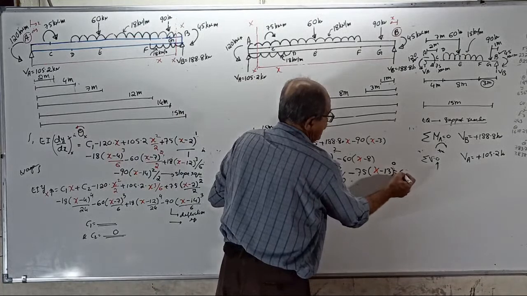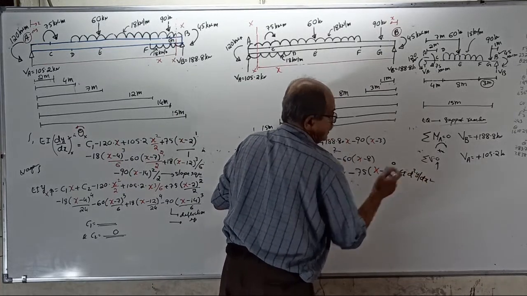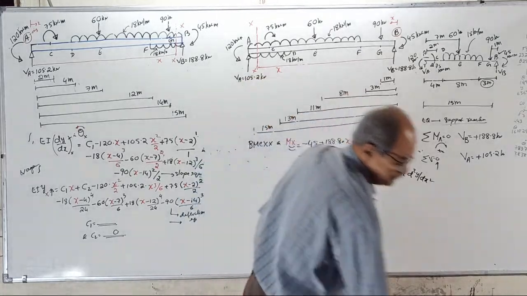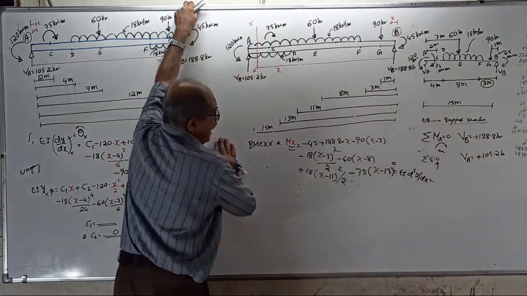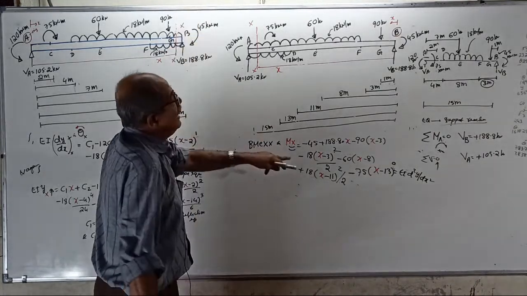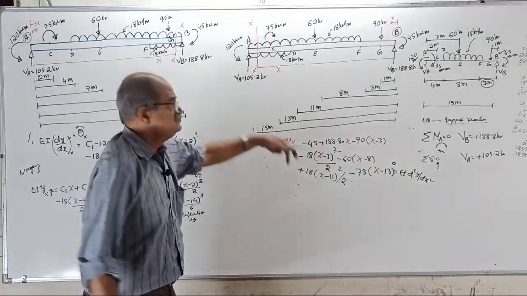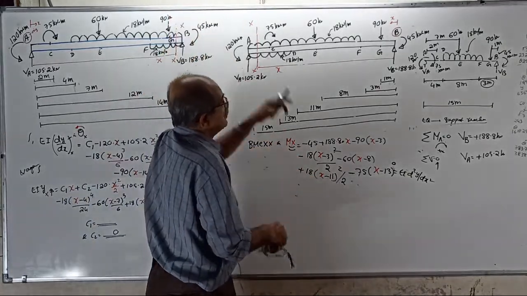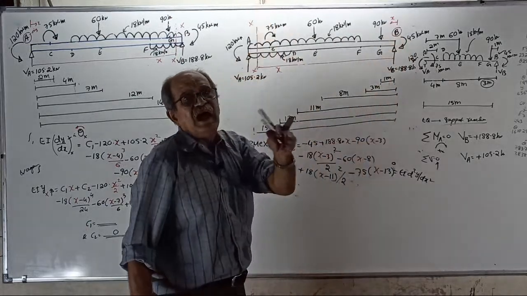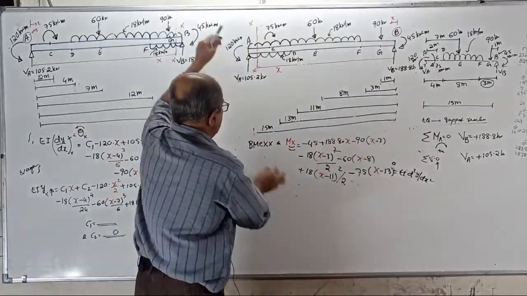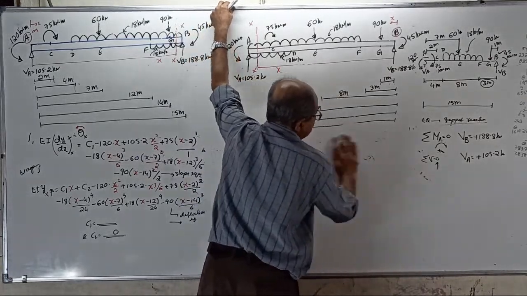Equate to EI d square y by dx square. Okay, next. Now integrate 2 times. One minute, I am removing the sketch now. Don't worry, I can see it. One more note you should write: since you take right hand origin, your theta is clockwise positive. Remember, since you take right side origin, theta is clockwise positive. Now start.